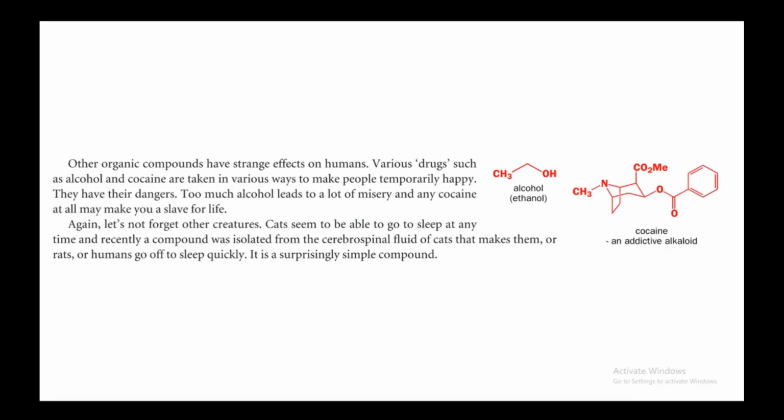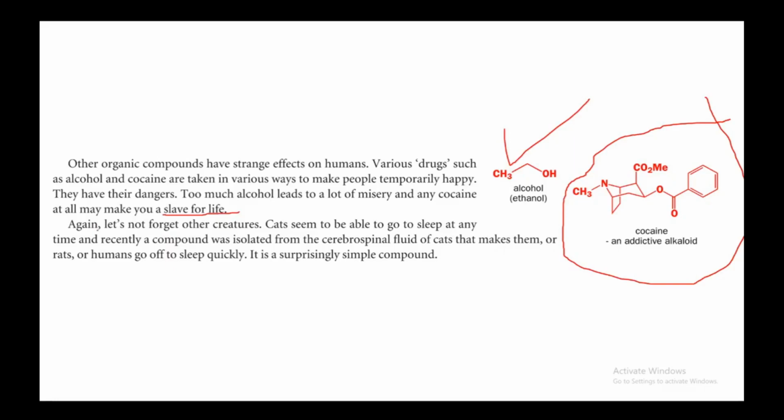Other organic compounds have strange effects on humans, like alcohol. People drink it in tons. Various drugs such as alcohol and cocaine are taken. This is the cocaine structure. People who use drugs, they love this molecule, cocaine. They have their dangers. Too much alcohol leads to a lot of misery, and cocaine can make you a slave for life.